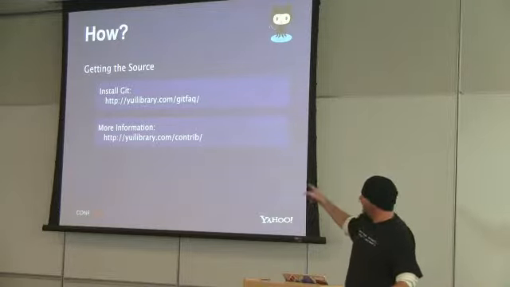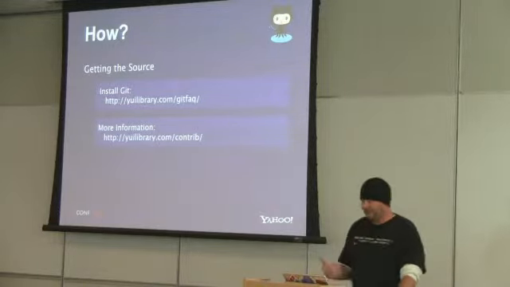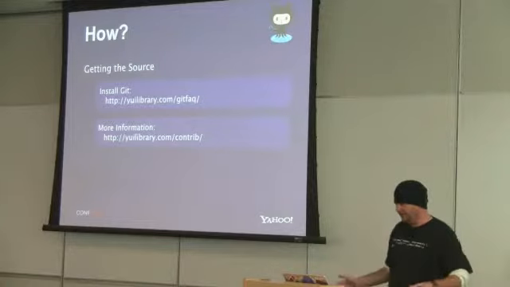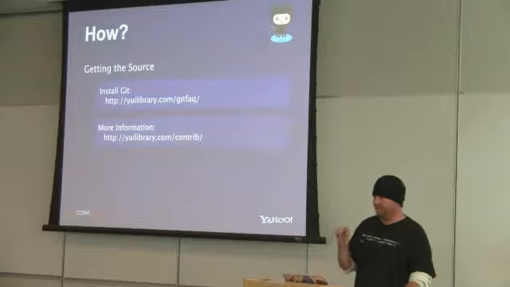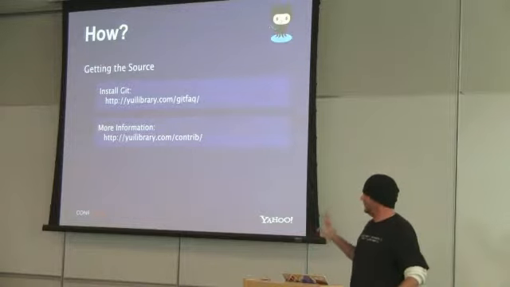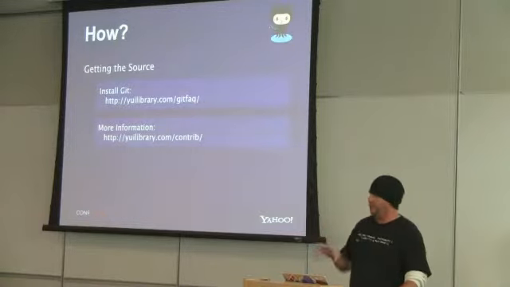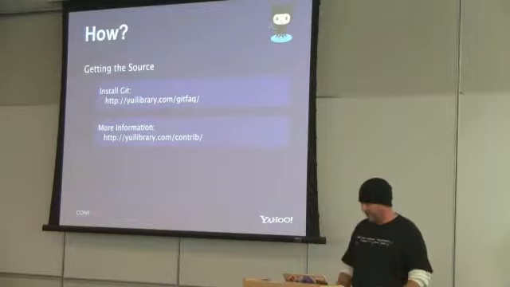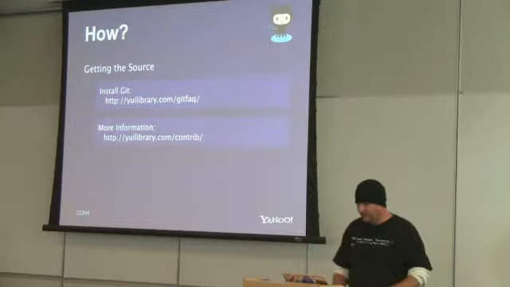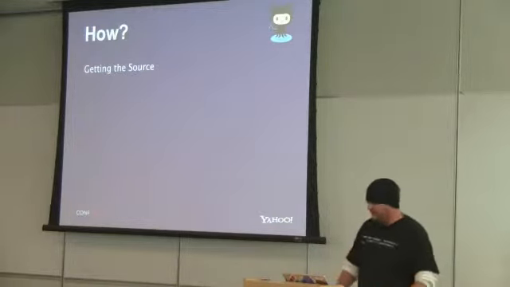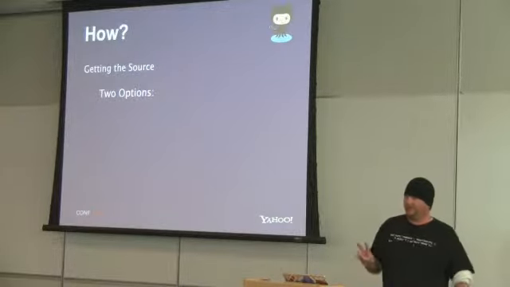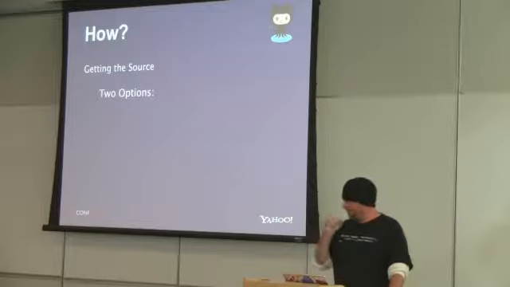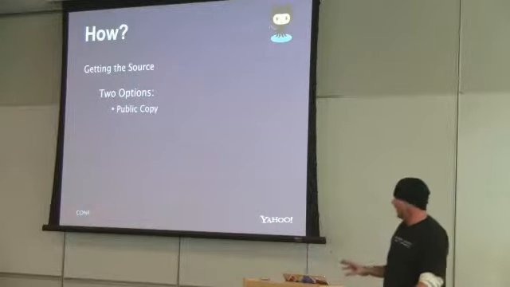The other one is the contrib page. Now, most of what I'm going to be talking about through the rest of this is all on this contrib page. I'm just going to take the important bits and pieces out of this contribution page, and I'm going to tell you about them, and we're going to explain how all of this works. So, getting the source, there are two options when it comes to actually getting the source and doing something to help us. The first one is getting a public copy.